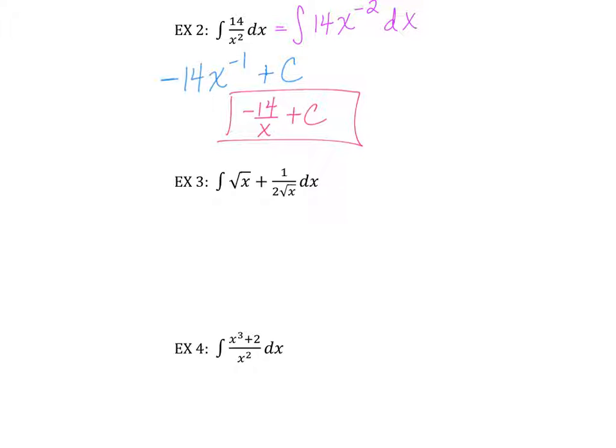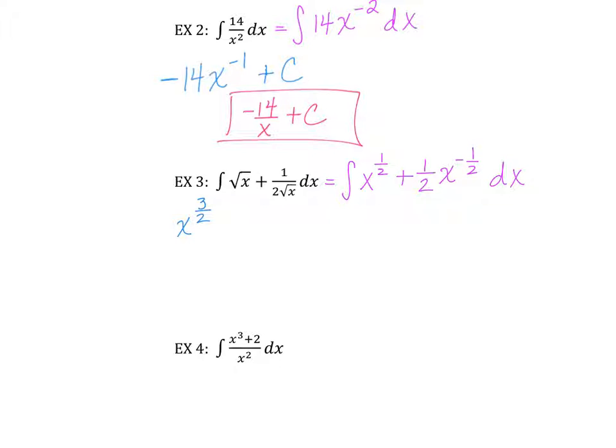All right, example 3, here I go. That would be the integral of x to the 1/2 power plus, the 1/2 doesn't go anywhere, x to the negative 1/2 power dx. Now remember, I'm doing these separately. I don't write them out separately, I don't take the time to do that, but I'm thinking about each one separately. So if I increase the power by 1 of x to the 1/2, that would be x to the 3/2.